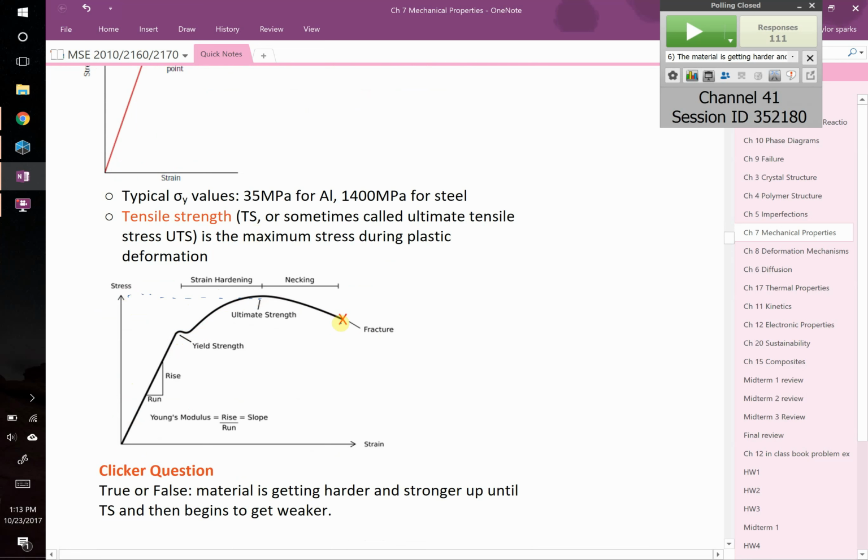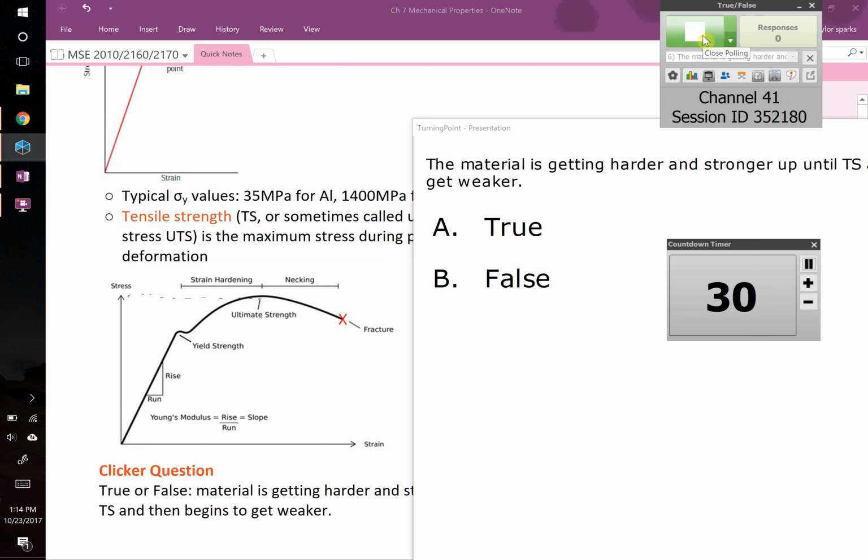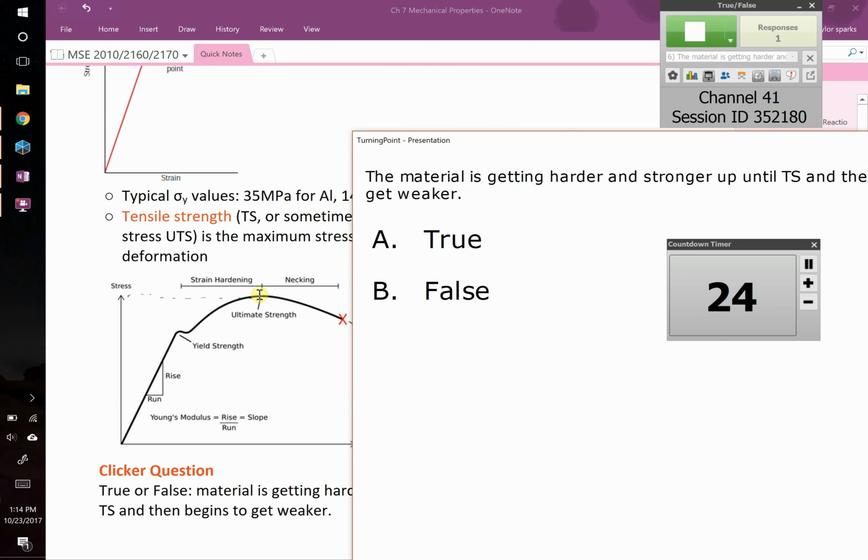And then it starts to get, well, it starts to look like it's getting weaker, right? The thought here, and let's ask this, I guess I already kind of gave it away, but true or false: the material is getting harder and stronger up until the peak, the UTS, and then it gets weaker. So you can discuss with neighbors. Is it getting harder and stronger and then it starts to get weaker? True or false? Okay, we'll let you get answers in another 20 seconds.